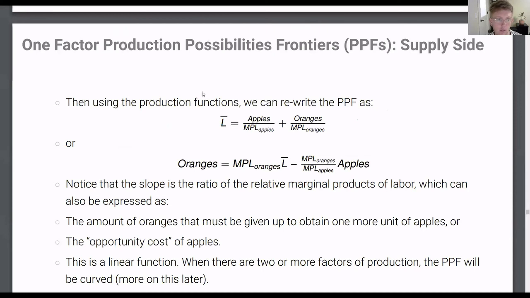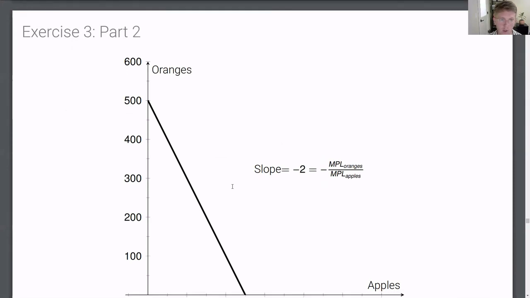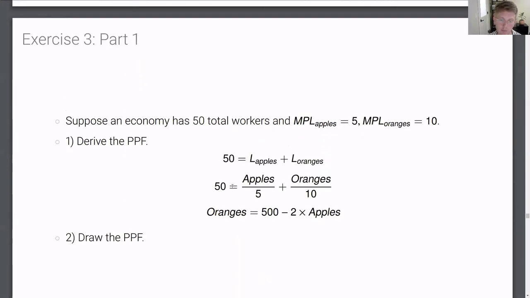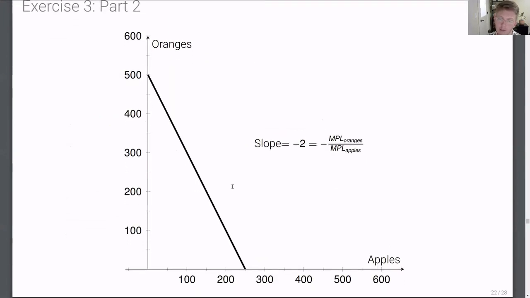That should be what the slides tell us. Or if you just rewrite it so that you have oranges on the left-hand side and apples on the right-hand side, you get oranges equals 500 minus 2 times apples. So drawing that PPF, suppose that we produce 0 apples, then oranges is 500. But if we produce 250 apples, then oranges is 0. And so that tells us the x and y intercepts, or the total amount of oranges and apples that we can produce. And then notice that the slope is just going to be -2 here.